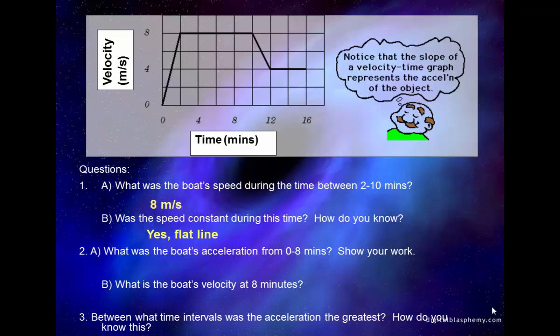Okay, calculate the boat's acceleration between minutes 0 through 8. Okay, what's the formula for acceleration? Mia? Yep, final velocity minus initial velocity over time. Okay? Final velocity is 8 meters per second. Initial velocity was 0 meters per second. And it took 8 minutes for that to happen. That's the time. So, acceleration was 1 meter per second per minute.